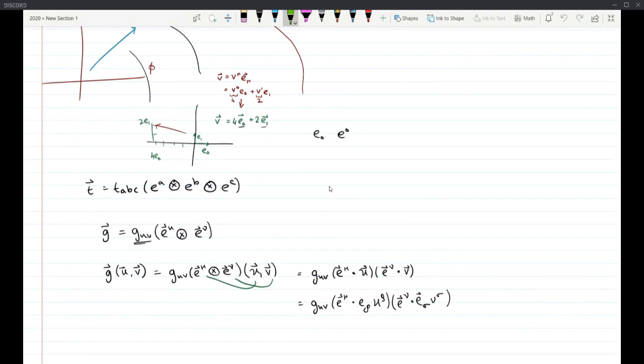Okay. So now, does everyone remember this property that E mu dot E nu is just the Kronecker delta? Well, you can see here I've got that same property here and here. So this thing that I have right now is G mu nu times delta mu rho U rho and delta nu sigma V sigma. What does that become? Well, this is just G mu nu. This is the Kronecker delta, so I get U.